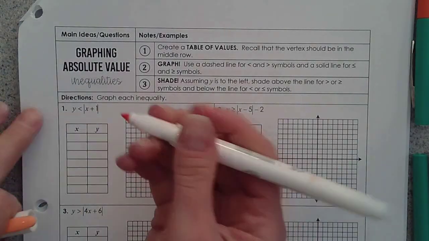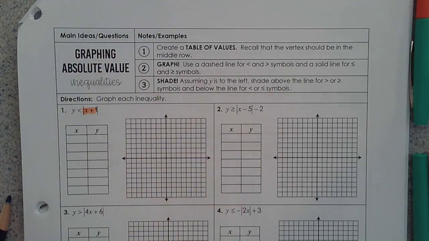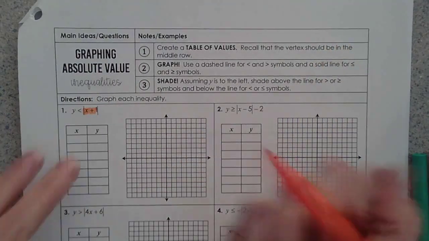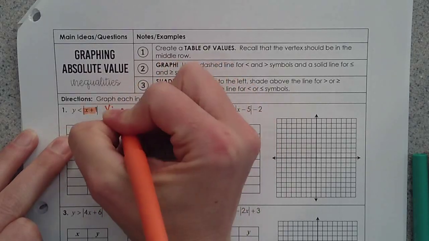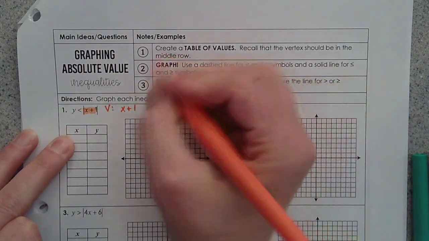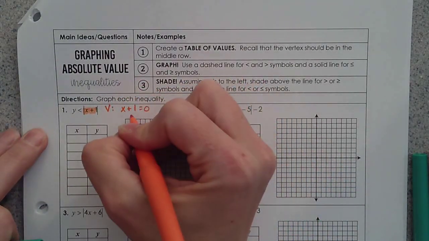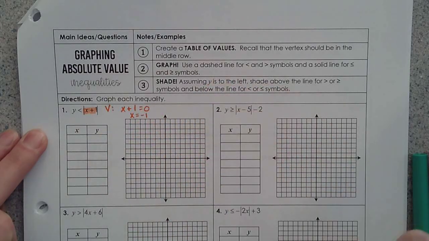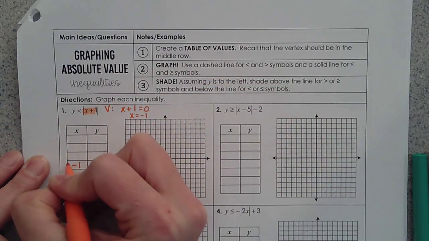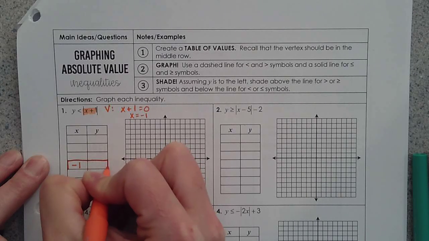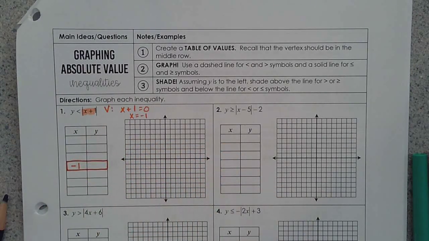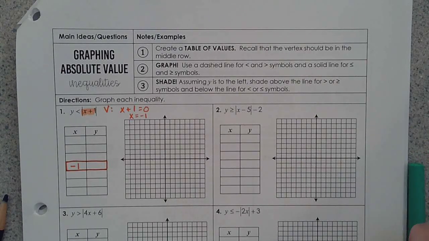To find my vertex, I take the stuff that's on the inside. I set it equal to 0. And I solve for x. I'm going to subtract 1 from both sides. X equals -1. I'm going to put -1 in the middle of my table because that's where my V shape comes to a point. That's where my graph turns around and goes the other direction. Okay, now I need to have some points on each side of that.